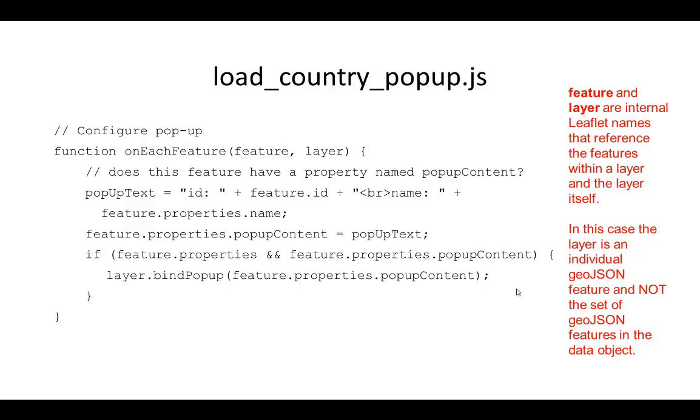I am still having trouble understanding exactly what the difference between feature and layer is. I've never had to use layer yet. That's why I don't really fully understand it. Anyway, you do it like this. You pass the feature and the layer.